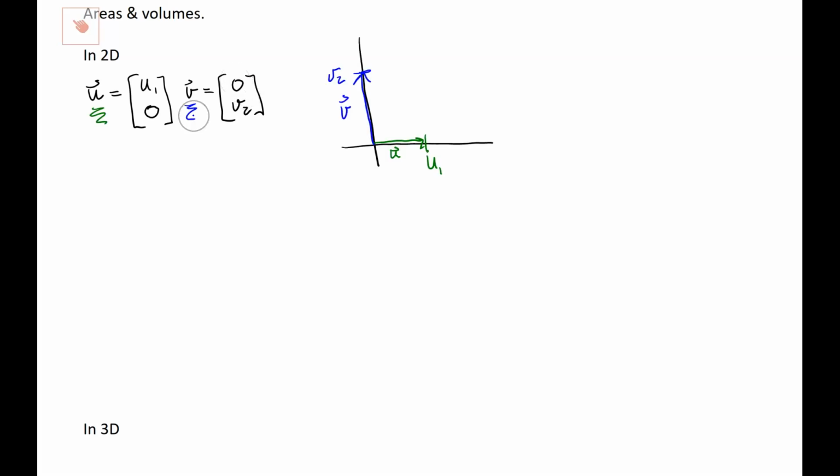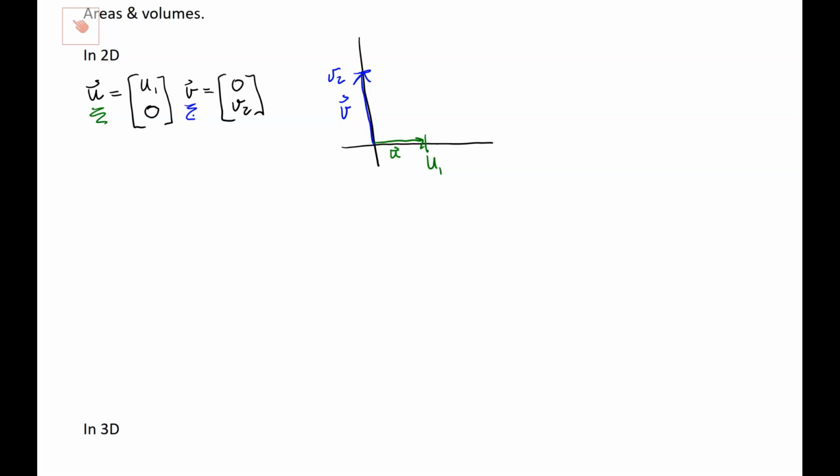Hi everyone, in this video we're going to see how determinants can be used to compute areas and volumes in 2 and 3 dimensions. So let's start simple. We'll start in 2 dimensions and look at a special case. Now I have these 2 generic vectors here, and I want to look at a restricted case where the second component of the first vector is equal to 0 and the first component of the second vector is equal to 0. Let's draw the picture.